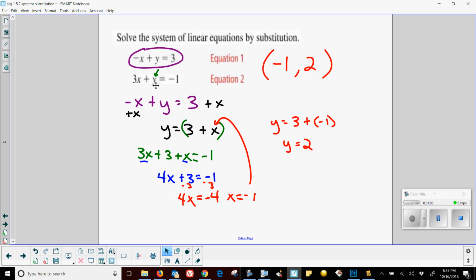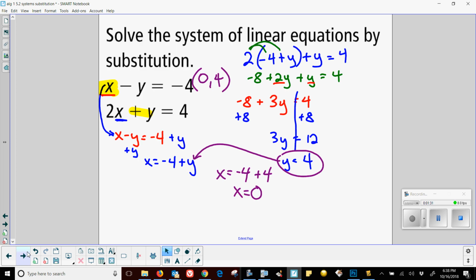That then gets substituted in here, so 3x plus 3 plus x, because I don't have anything to distribute, so we can just go ahead and plug that in. 3x and x is 4x, 3 stays, subtract the 3, divide, x is negative 1, plug it back in. 3 minus 1 is 2. So it's real easy to get x equals or y equals, provided one of them has a positive 1 as its coefficient sitting in front.